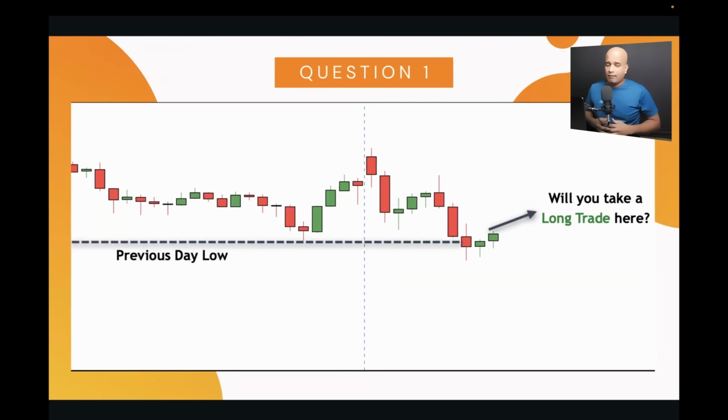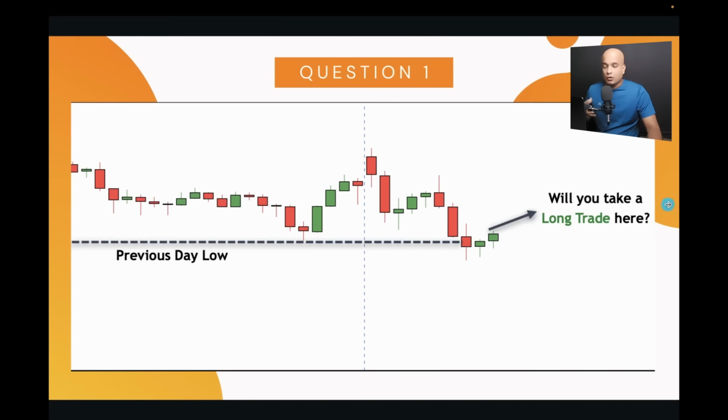Most of you have some ideas about price action. Based on those ideas, tell me, will you take a long trade here? Just think in your mind. You don't have to ping or speak. Just think. Will you take a long trade here? I will give you 5 seconds.